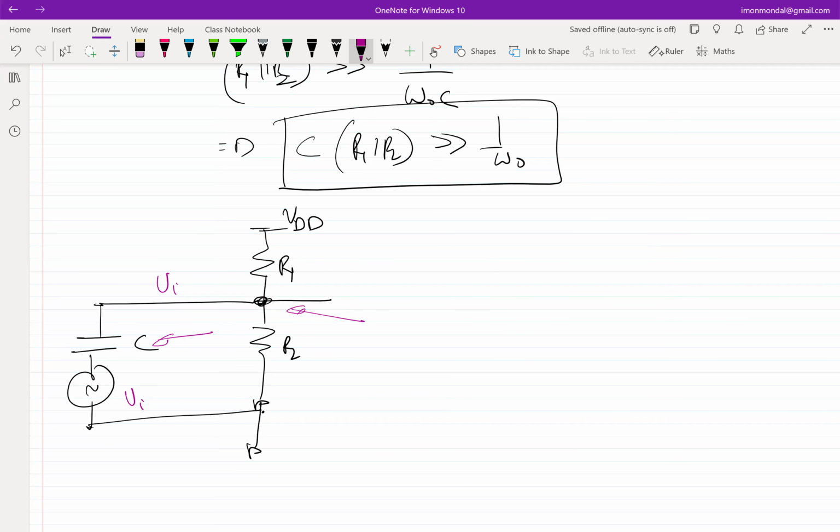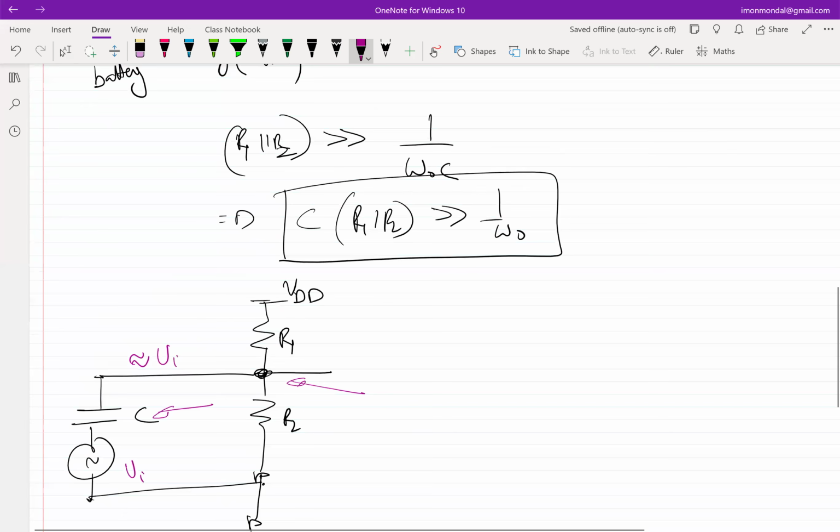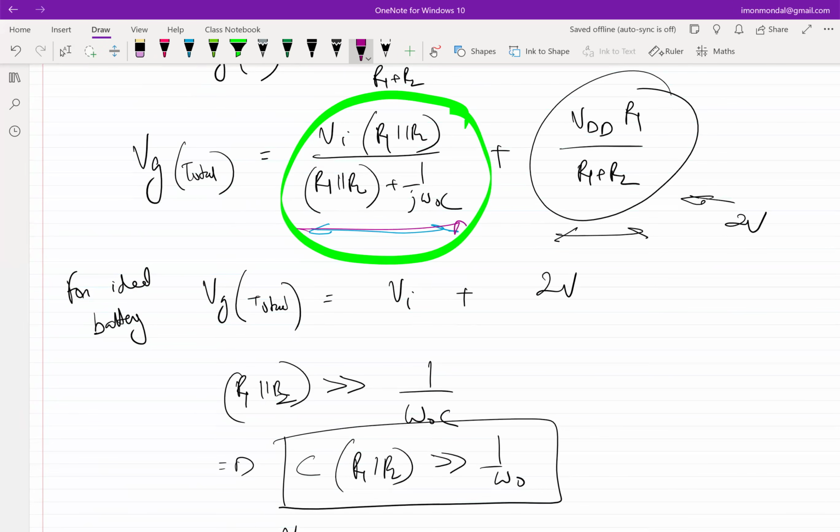Okay. Now, nothing can be zero, right? It has to be something. It has to be some approximation. Which essentially means that this will not be Vi, this will be approximately equal to Vi. And that's what we saw here also. The magnitude of this expression cannot ever be equal to Vi. It will be less than Vi, but approximately equal to Vi.